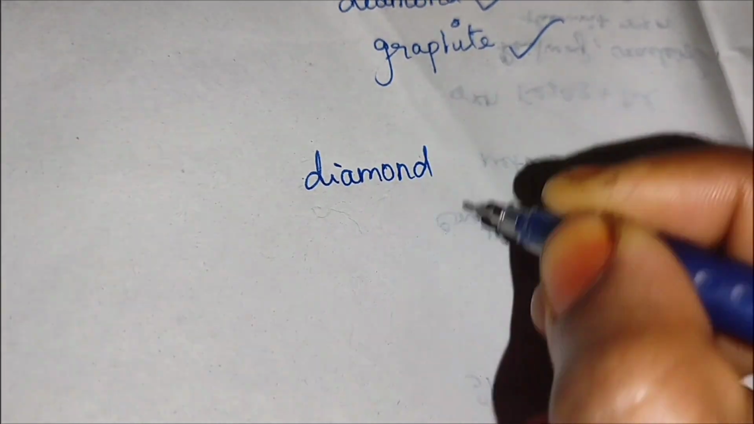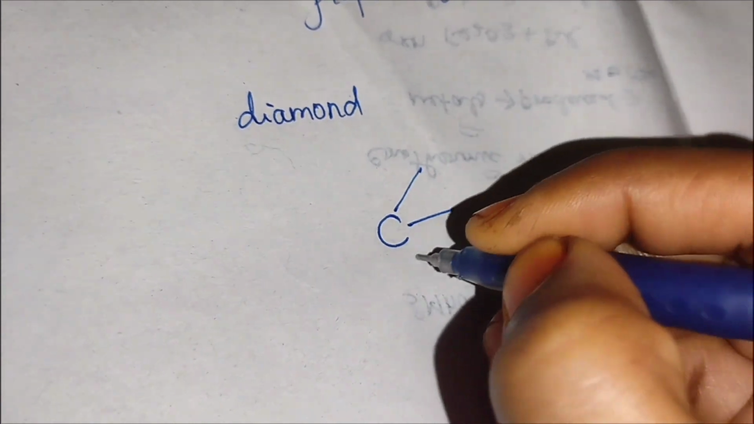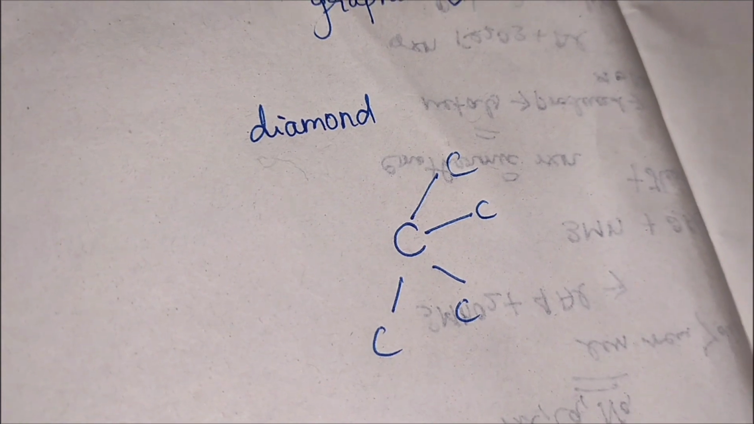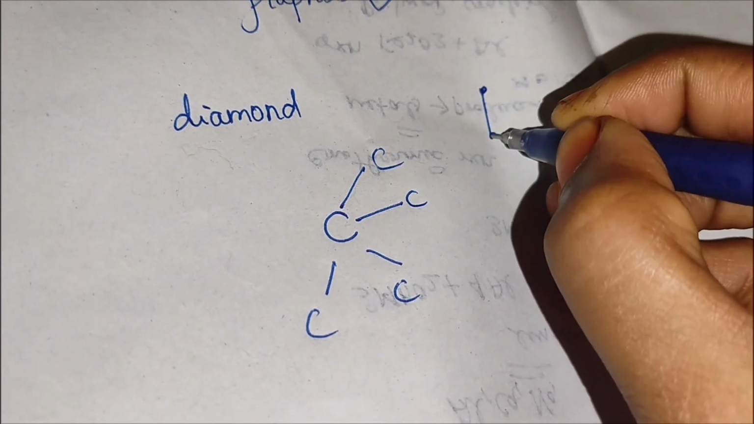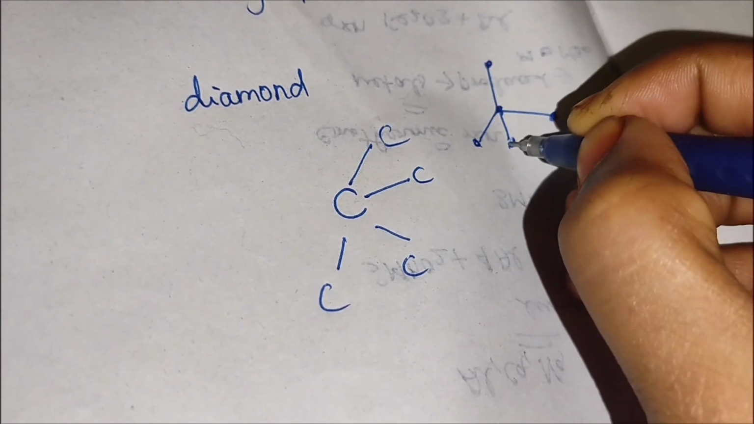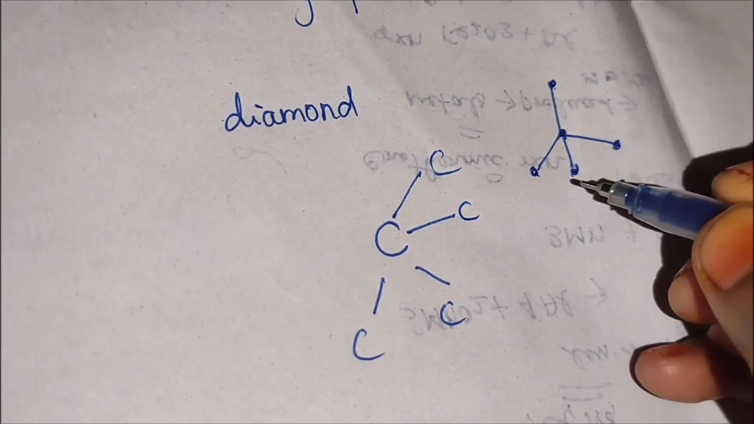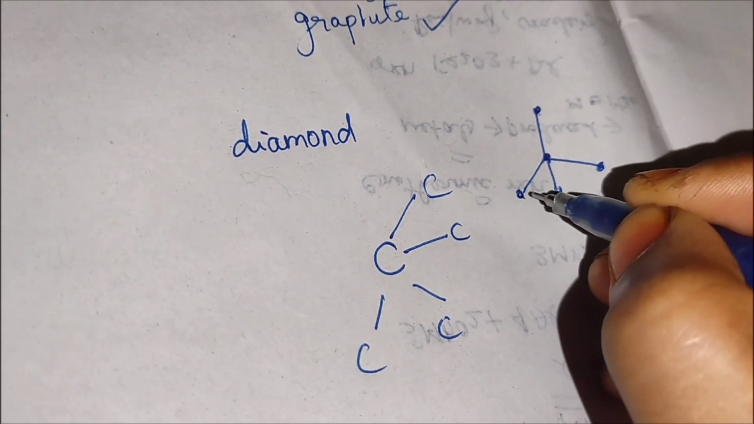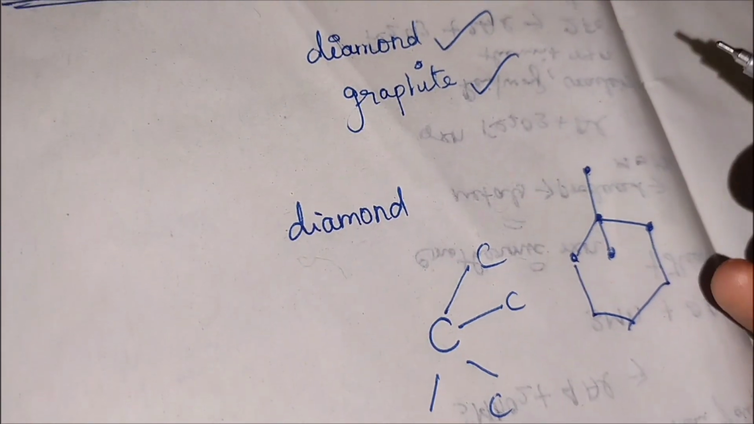In this diamond, one carbon atom is bonded with 4 carbon atoms, in a three-dimensional structure. For example, one carbon atom is joined with other 4 carbon atoms. See here, this is one carbon atom, so it is joined with 4 carbon atoms. So like that, in diamond, one carbon atom is joined with 4 carbon atoms, which gives the three-dimensional structure. And later we will see about graphite.